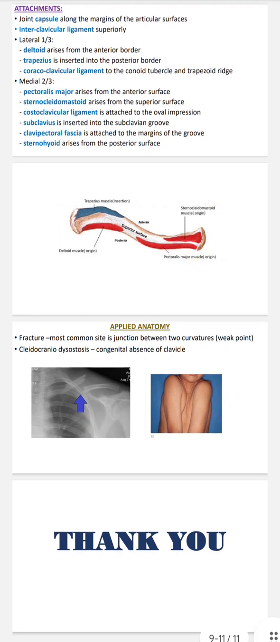And finally, we'll see about the applied anatomy. So the common fracture site is the junction between the two curvatures, and that is a weak point of clavicle. And one more condition known as cleidocranial dysostosis, and that is congenital absence of clavicle. So these are all the osteology of clavicle. Thank you.